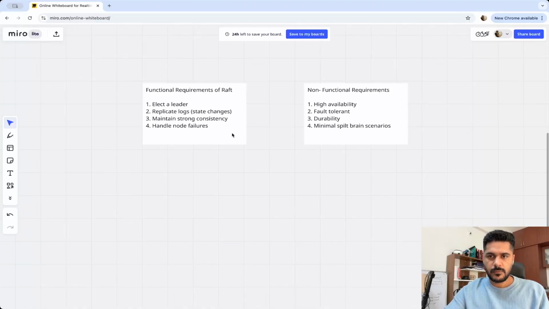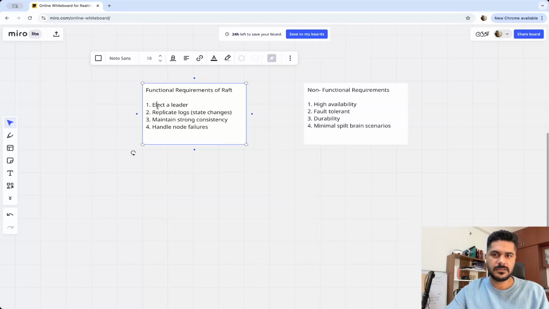So what exactly does this system offer in terms of functionality? Our functional requirements will be election of a leader, like I said earlier, and replication of state, which here we call replication of logs, in every node for that particular service. Then maintaining strong consistency, and handling of node failure. Obviously, physically those nodes will fail, but overall the system should look like it is working, right? So fault tolerance should be there. That is a functional requirement in something like Raft.